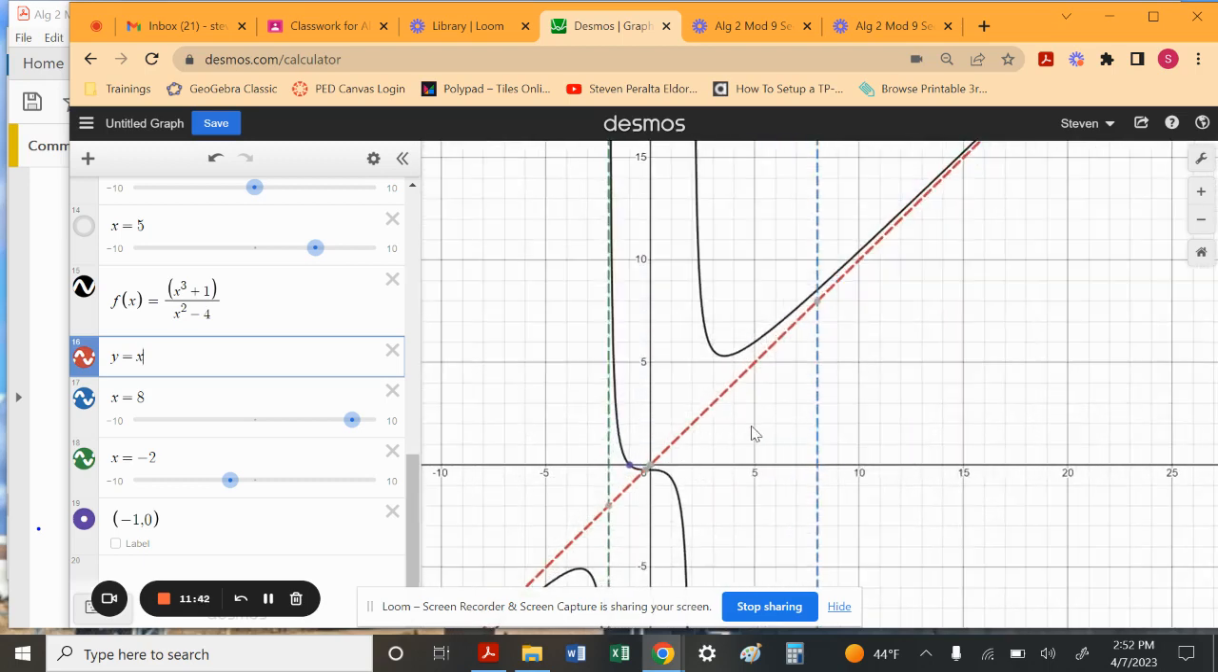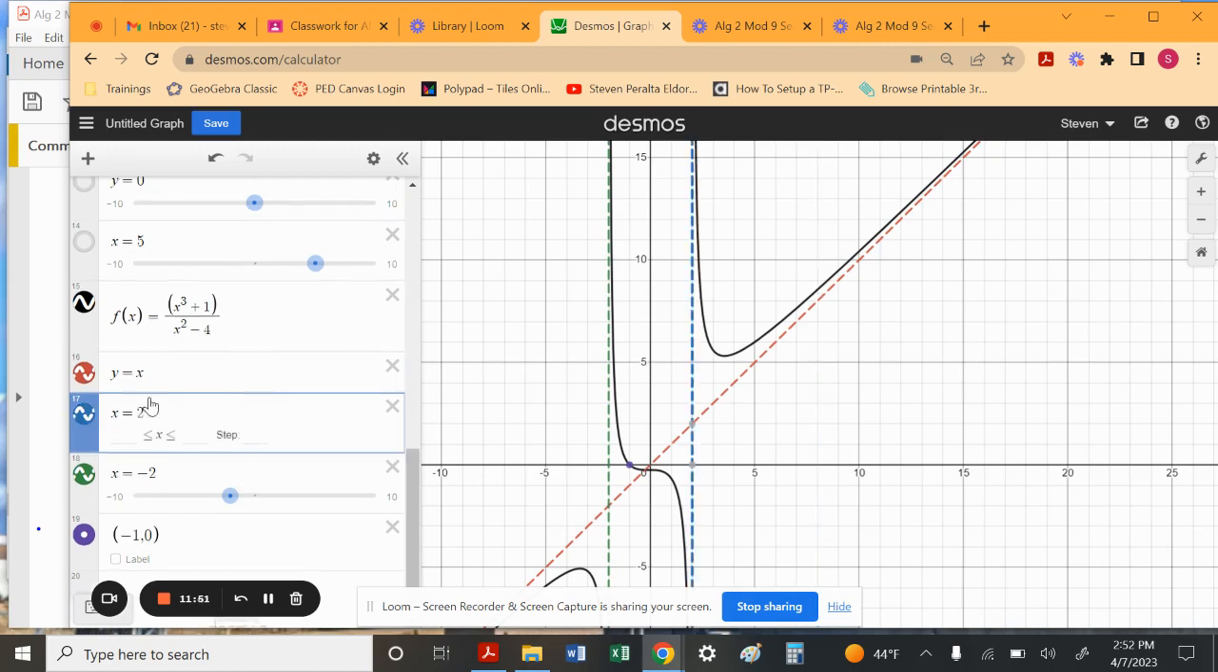Now you'll notice that part of the function does cross over, and I don't know where I got this one from. Where did I get that one from? Oh, x equals 8. What was I thinking? Okay, so x equals 2, so you can see that. So you'll notice that these two pieces do not cross the oblique. This one does, but this one stays within the vertical.